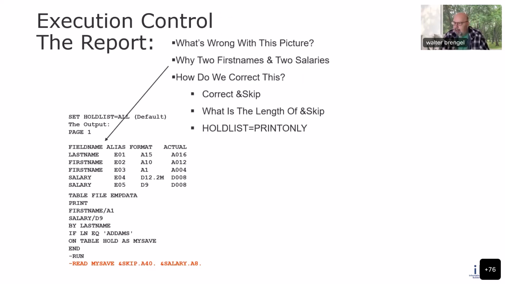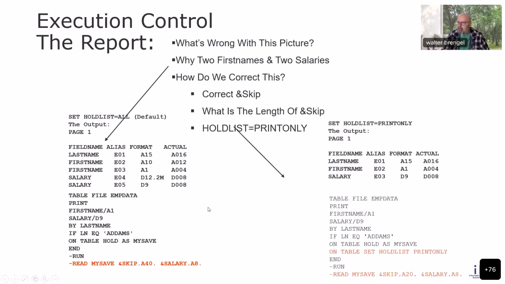And how far ahead did I go? All right, so to fix it, we have a command that says hold list equals print only. So then this will only put in the hold file the things that you're printing. So if I have things like 2 formats or reformatting, then I'm not going to see 2 of them, I'm just going to see the one I want. So in this case, we had on table set hold list, print only, run, read, and hopefully we're done and this thing is going to work.